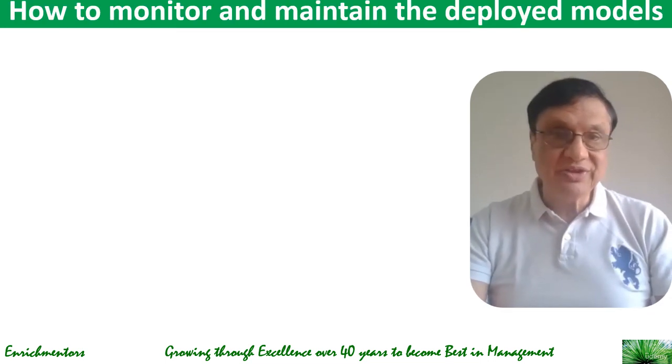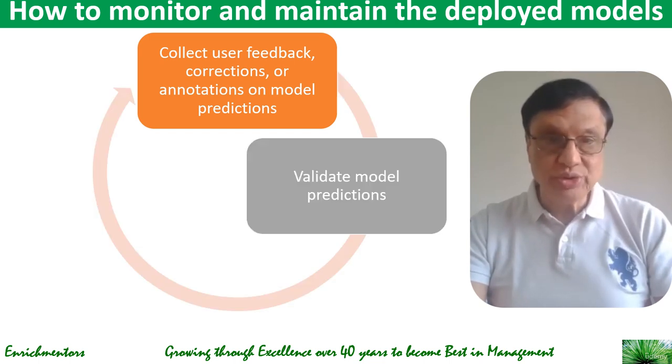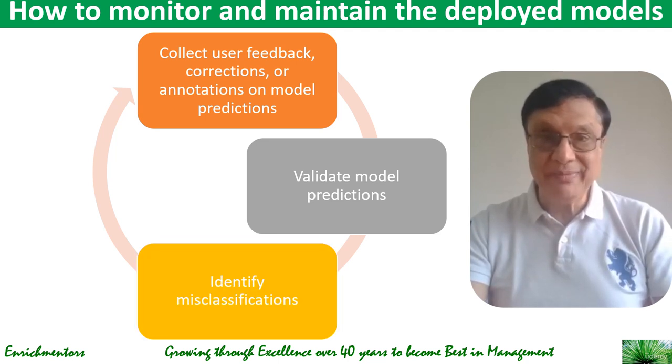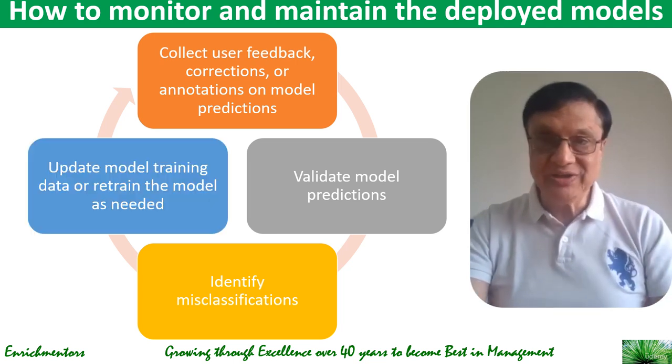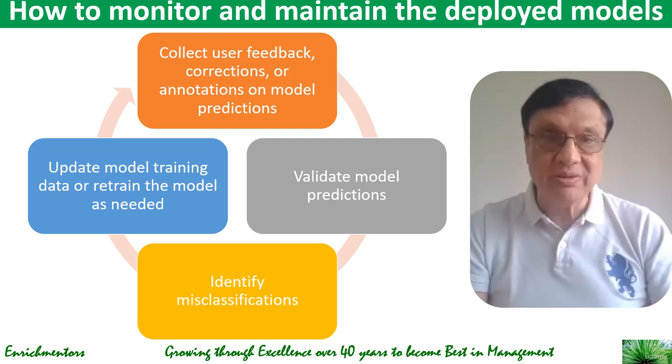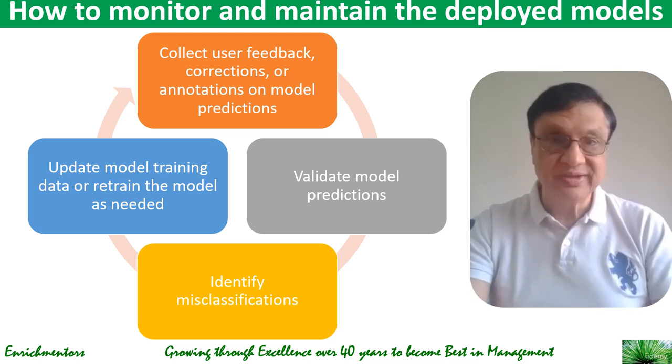So, one of the things you can do is to establish feedback loops to collect user feedback, to get corrections and annotations on model predictions. And you can also use feedback data to validate the model predictions, identify misclassification or mispredictions, and update the model training data or retrain the model as needed. Right? So feedback loops are critical.